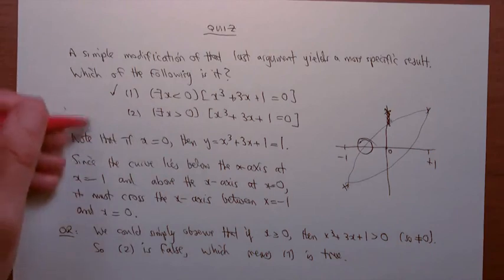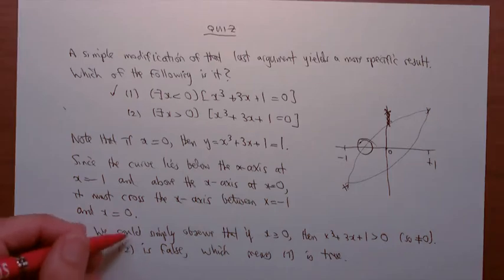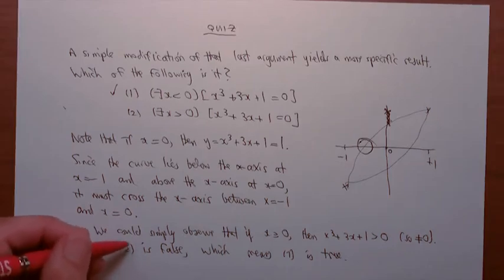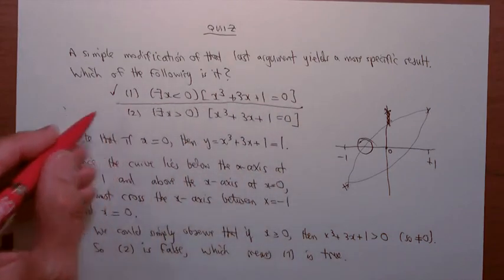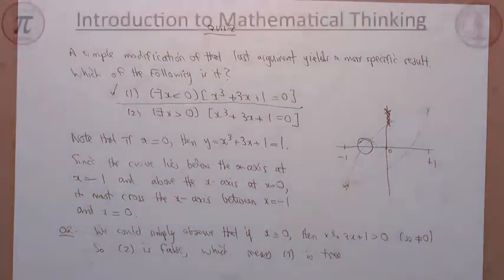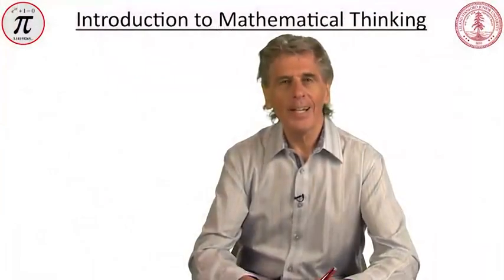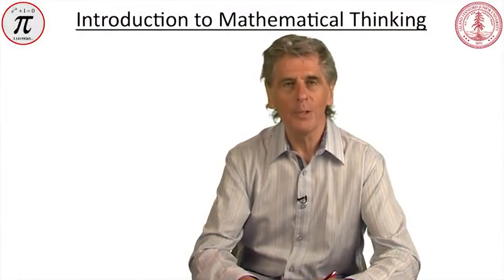So either way, either by refining the previous argument or by deducing it from the previous result by this observation, I end up showing that the equation has a root somewhere between -1 and 0. I still haven't found that root, but I have shown that there is a root. It's an indirect proof.